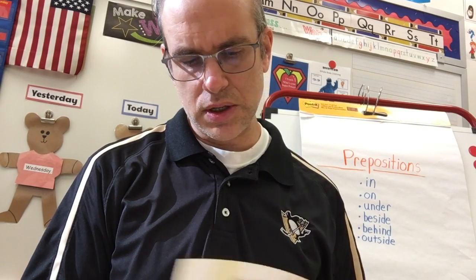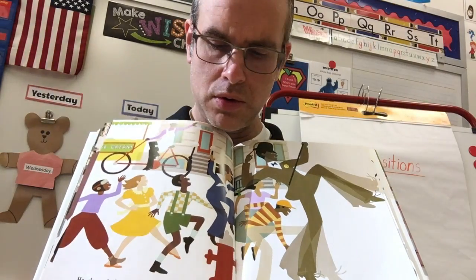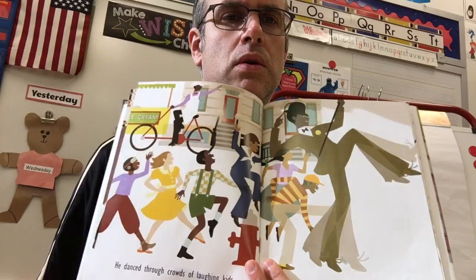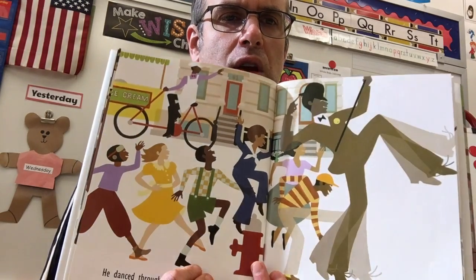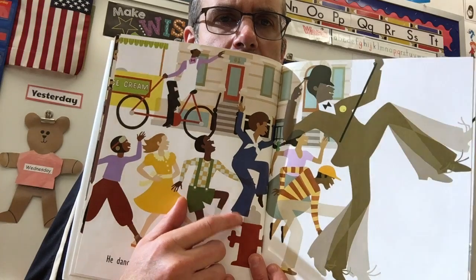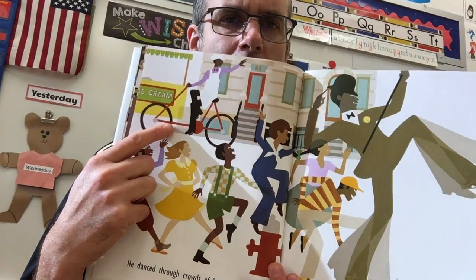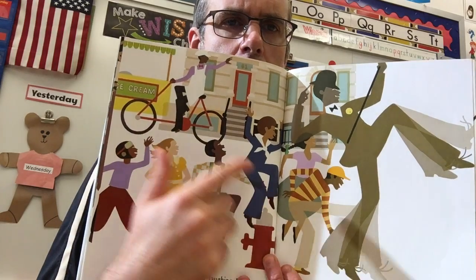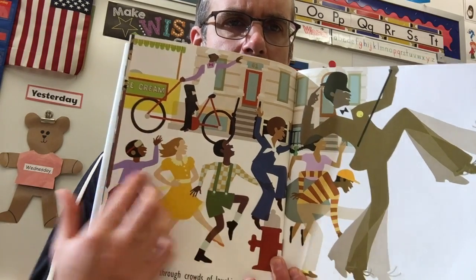Let's see where else. Oh, here you go. He danced through crowds of laughing kids. So he's going through them, right? And you can see that. And it looks like this kid is on top of the fire hydrant. They're on the fire hydrant jumping off. This man is on his bike. So the word on tells you where they are, if these people are on top of something.